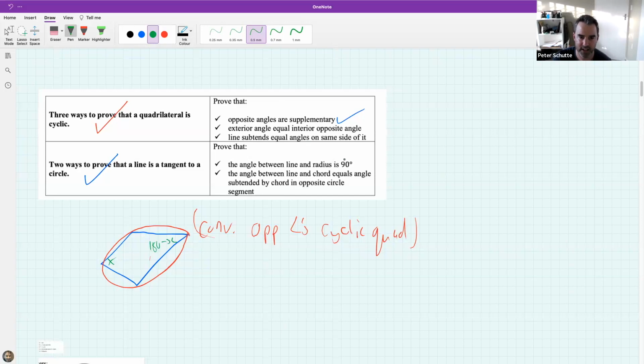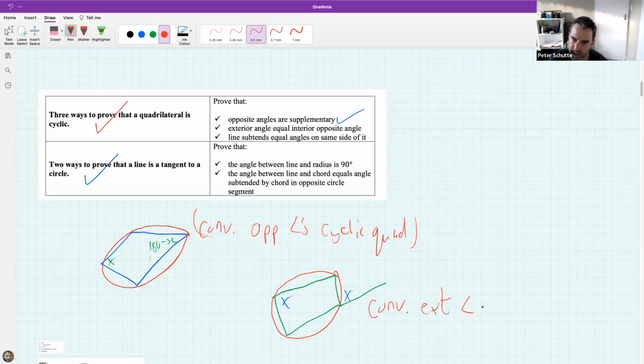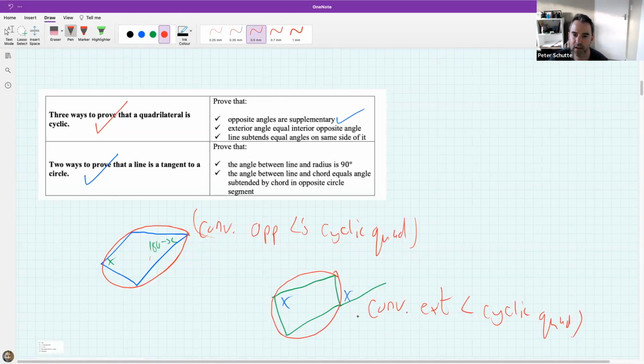The second one is if you have a quadrilateral, and I'm just drawing any random quadrilateral, if the exterior angle is equal to the interior opposite angle, then we also know that we can fit a circle through those 4 points. That theorem is called converse exterior angle cyclic quad. And that would be the second way of doing that.